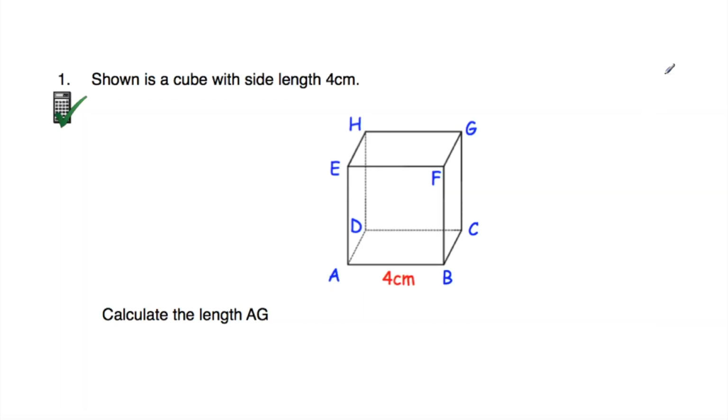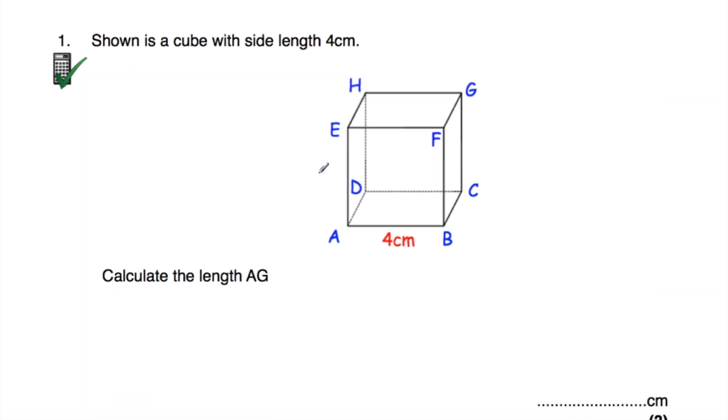Okay, question number one. We've got this cube, A, B, C, D, E, F, G, H, and we're told the side length of the cube is 4 centimeters. We've been asked to work out the length of AG, the length of that diagonal going from the front left-hand corner of the shape, A, to the top right-hand back corner of the shape, G.